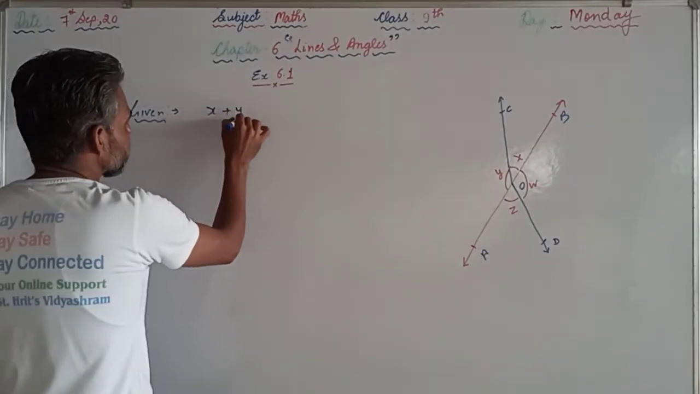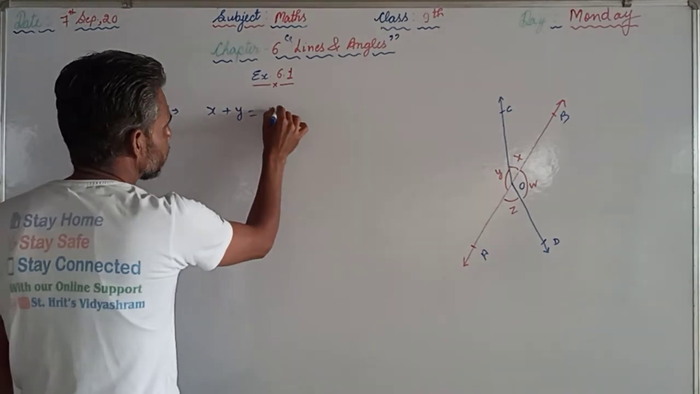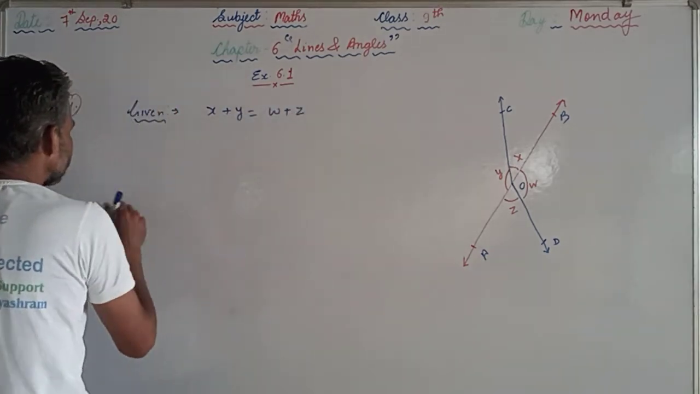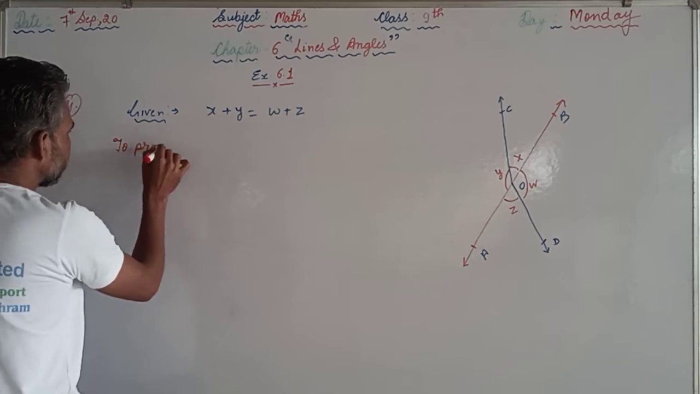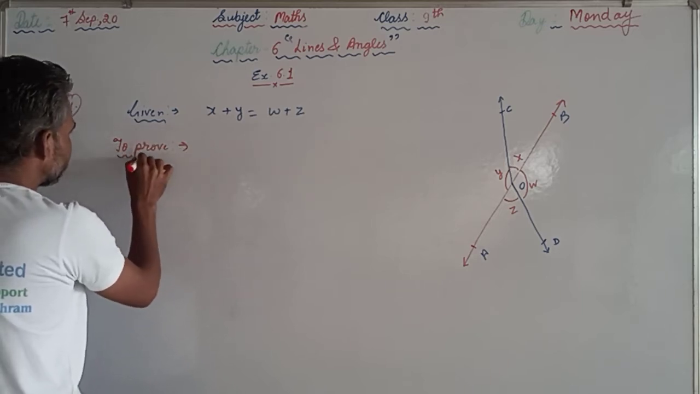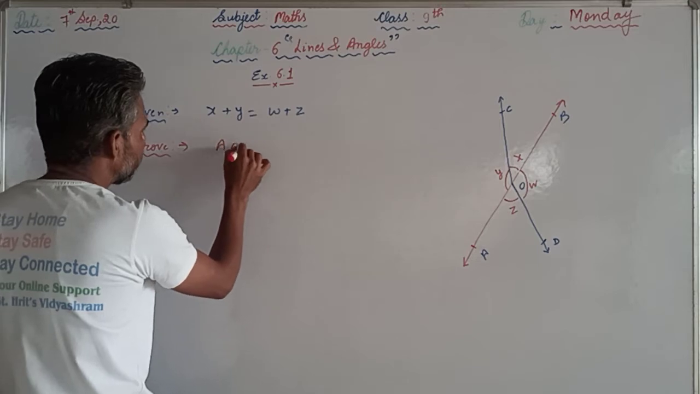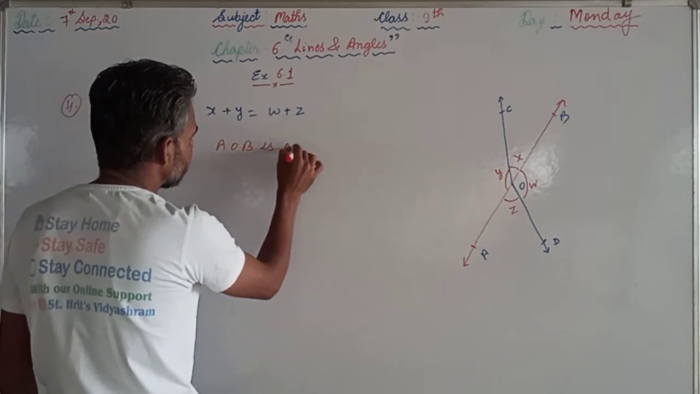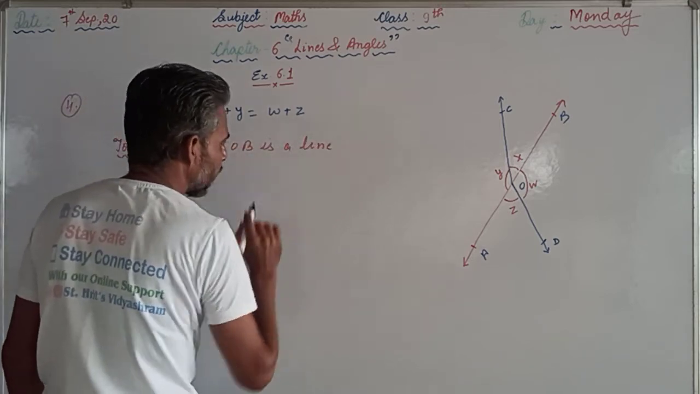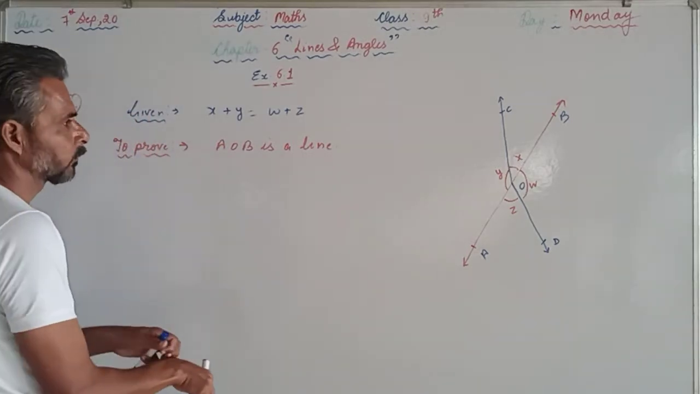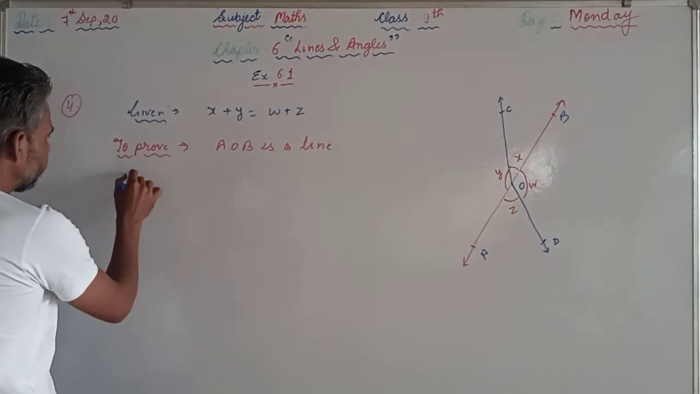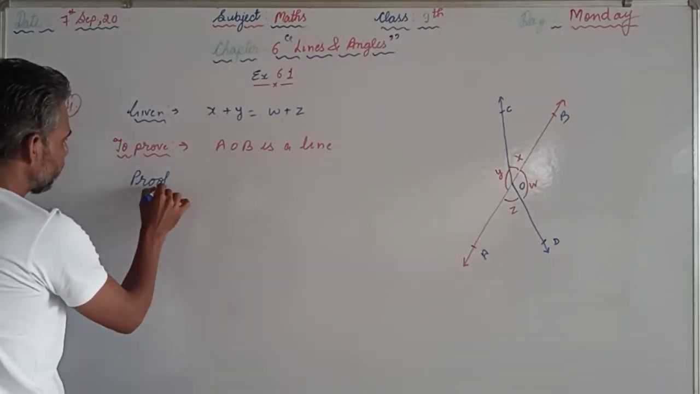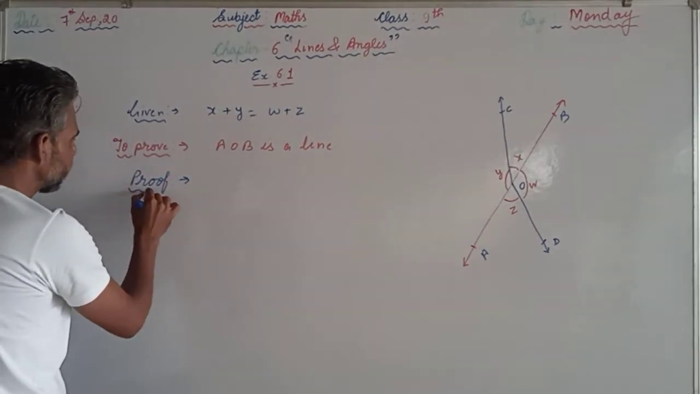X plus y is equal to w plus z. To prove, what do we have to prove? To prove: AOB is a line. So, proof. No construction is required for this question, so directly we will write the proof.